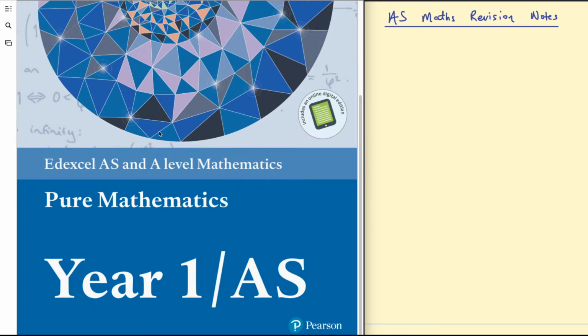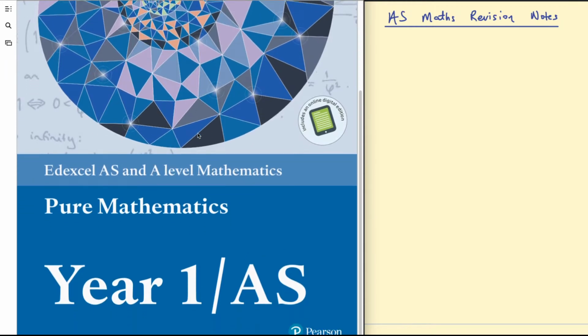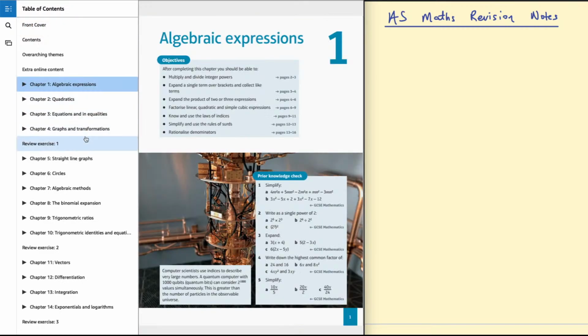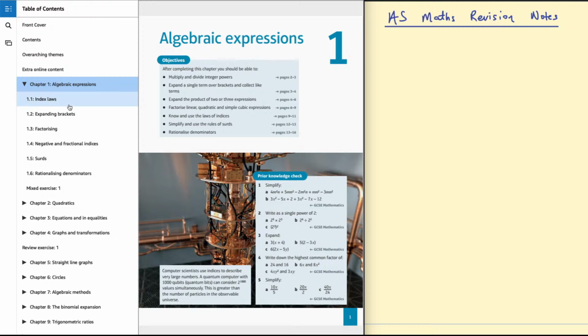So just having a look at this textbook here, we'll have a look at the contents. It starts off, as you can see, with GCSE level stuff. So this is stuff you've done already: algebraic expressions, index laws, expanding brackets, factorising. All of this stuff is revision, right?